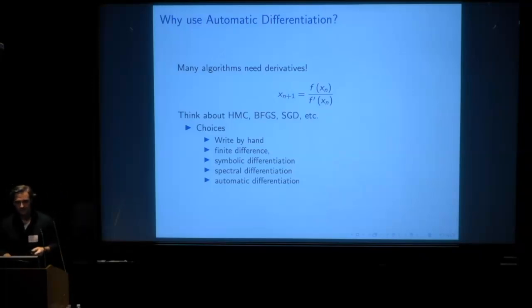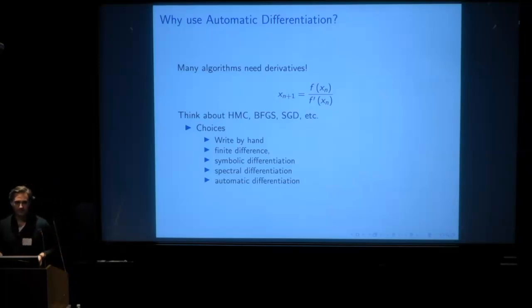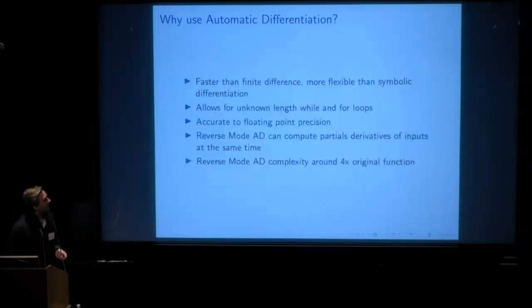And you have a few choices at that point. You can choose to just write out your gradients by hand. You could do simple finite difference techniques. Symbolic differentiation is also nice in some cases. Spectral differentiation if you have nice oscillating equations. And the most general one, the one that I'm going to argue you should look to, is automatic differentiation. Automatic differentiation is nice because it's faster than finite difference, and it's more flexible than symbolic differentiation.